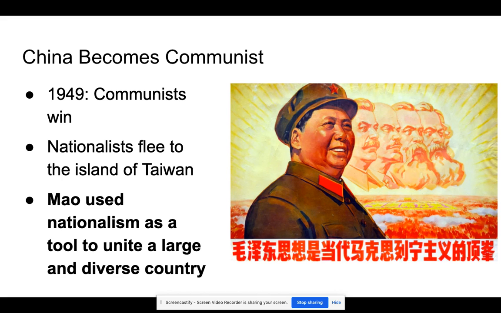So the key point is that Mao used nationalism as a tool to unite a large and diverse country. He used people's extreme sense of pride to bring them together because he knew that the people in China did not want outside factors in their country. They didn't want the British in their country. They didn't want these other European countries trading in their country. So he was able to use that to bring them all together.